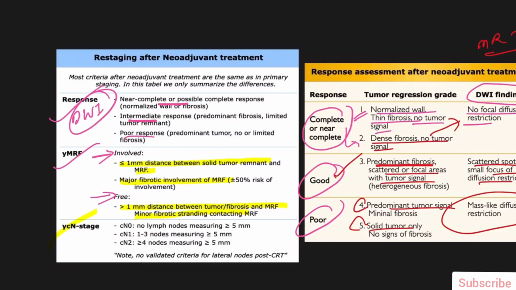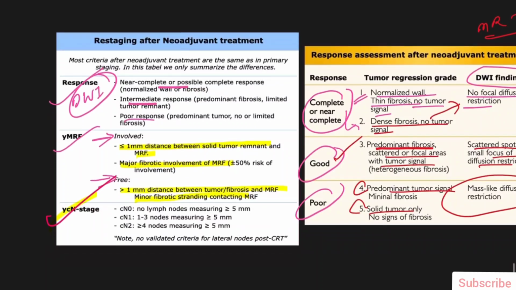Another thing we have to mention in our reports is the lymph nodes. Lymph nodes are better seen while doing the restaging, because lymph nodes just disappear after neoadjuvant therapy. So the size criteria is more than or equal to 5 mm. There is no morphological criteria here, just the size criteria. N1 is 1 to 3 lymph nodes and N2 is more than or equal to 4 lymph nodes.